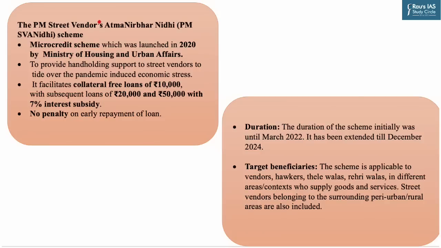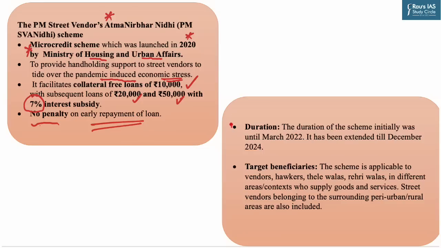Now, the PM Street Vendors Atmanirbhar Nidhi, that is PM SVANidhi scheme. It is a microcredit scheme which was launched in the year 2020 by the Ministry of Housing and Urban Affairs. Its objective is to provide hand-holding support to street vendors to tide over the pandemic-induced economic stress. It facilitates a collateral-free loan of rupees 10,000 with subsequent loans of rupees 20,000 and 50,000 with 7% interest subsidy. There is no penalty on early repayment of the loan.